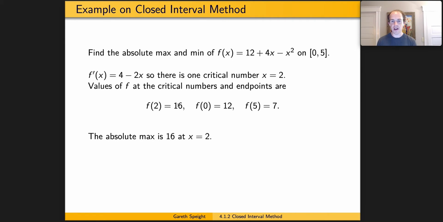So we have to choose the largest of these. Okay, that's 16. So the absolute max is 16 at x equals 2. And then we choose the smallest, which is 7. So the absolute min is 7 at x equals 5. Okay, and that's all we have to do.